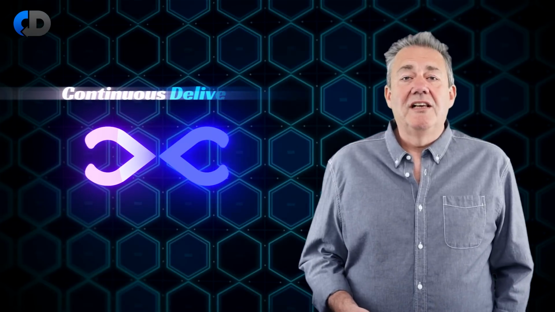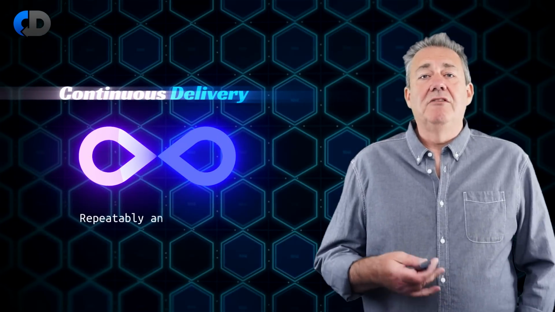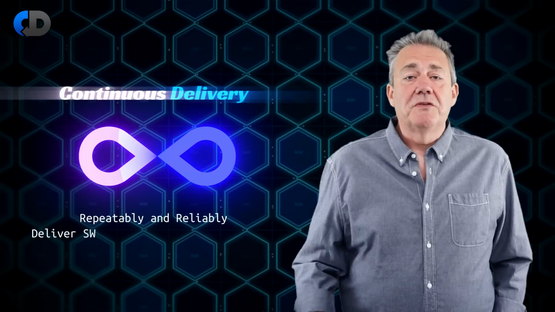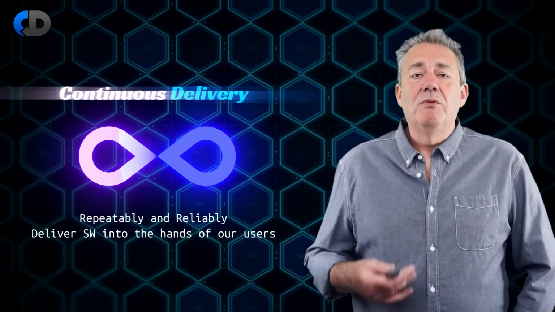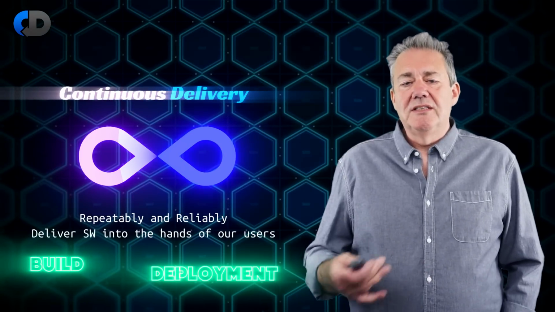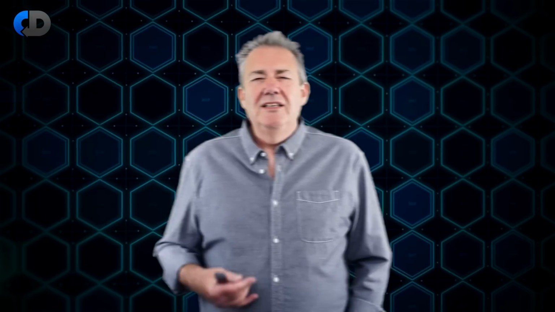The aim of continuous delivery is to allow us to repeatably and reliably deliver software into the hands of our users. And we do that through build, deployment, and test automation. You can't achieve repeatability without really controlling the variables. And one of the key variables that we must control is the infrastructure that supports the systems that we build.